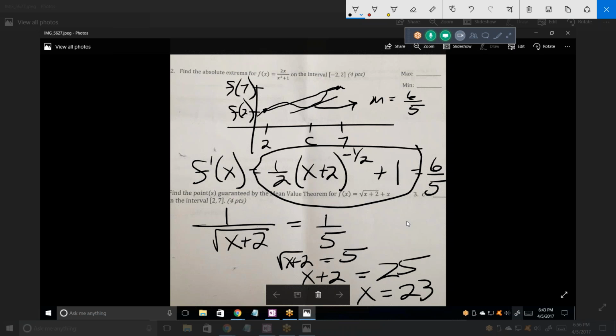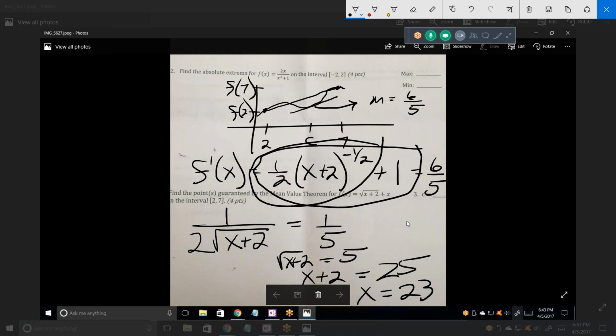I'm trying to figure out my mistake. I've got a mistake somewhere in here. Let's see. I know that the method is correct. Our derivative is 1/2 of x plus 2 to the minus 1/2, plus 1. And that derivative has to be equal to 6/5, which means this part of it has to be equal to 1/5, because I'm going to subtract 1 from 6/5. I got a 2 over here I didn't do anything with. In other words, there was a 2 there that I forgot to write.